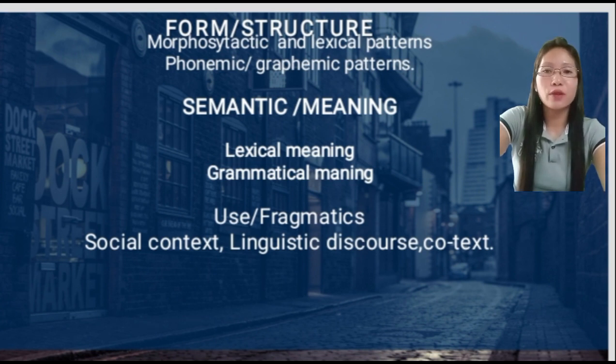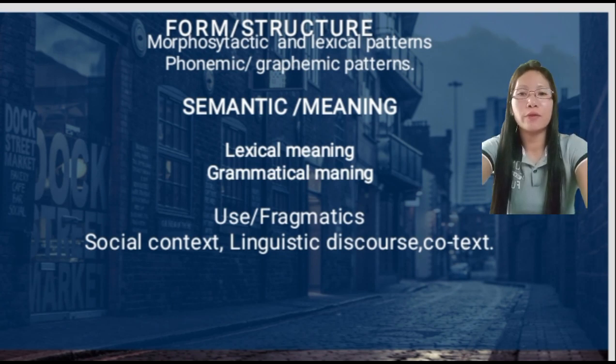First, we have the form or structure. In having to do with form, we have those overt grammatical patterns and morphosyntactic forms that tell us how a particular construction is put together and how it is sequenced with other constructions in a sentence or a text. With a certain construction, it is also important to consider the sound or phonemic and writing or graphemic patterns.